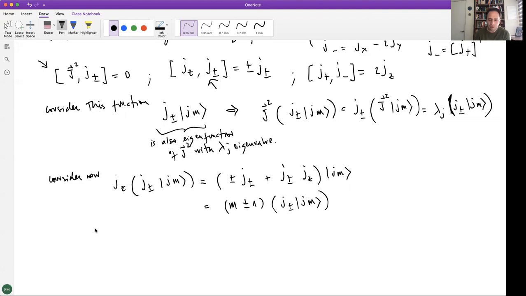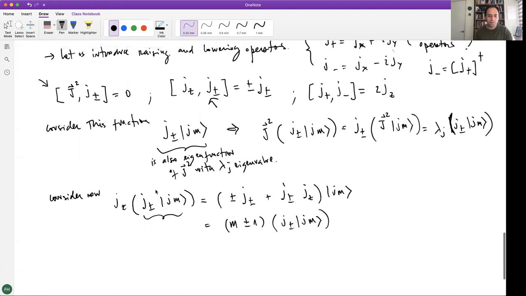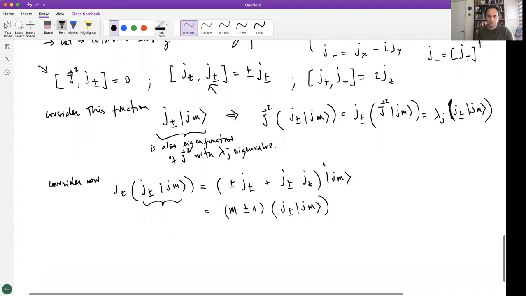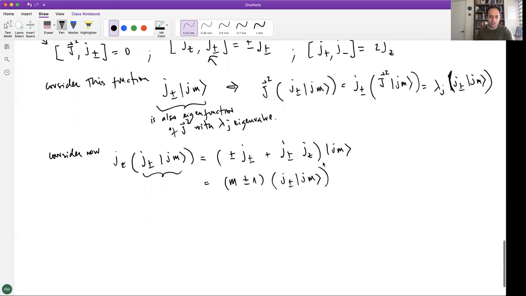So we can write. So what do we learn here? What we learn is that this new function here has the same component m of the angular momentum, the same eigenvalue m, plus or minus 1 according to whether you raise or lower the number here. Okay, according to whether you use the raising or lowering operator.